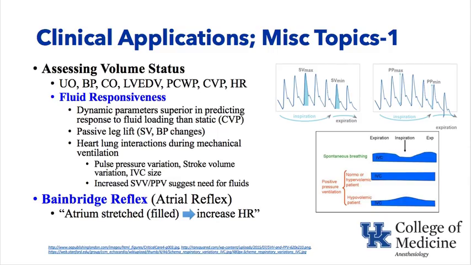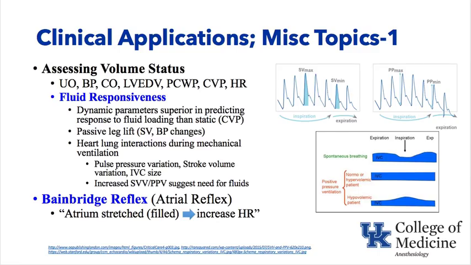Heart-lung interactions during mechanical ventilation. If you have a patient who's positively pressure ventilated at tidal volumes that are at least 8 mils per kilogram, you can use some of these heart-lung interactions to try to determine what's going to happen if you give them fluids. For example, pulse pressure variation, stroke volume variation, and the size of the vena cava.